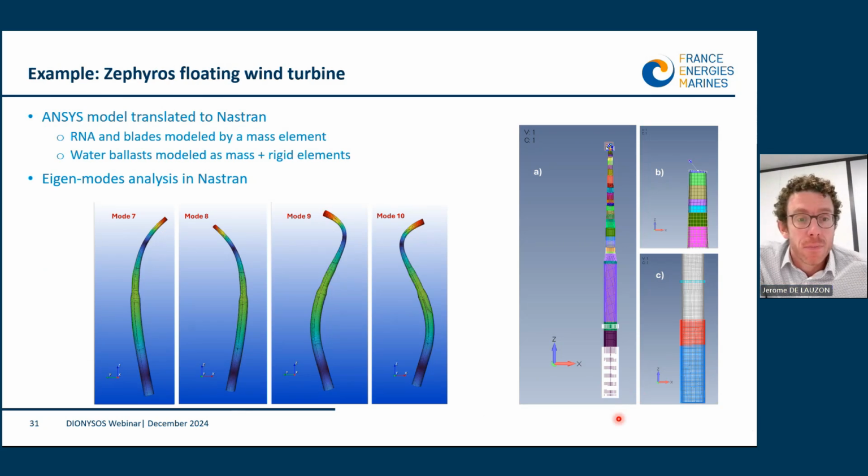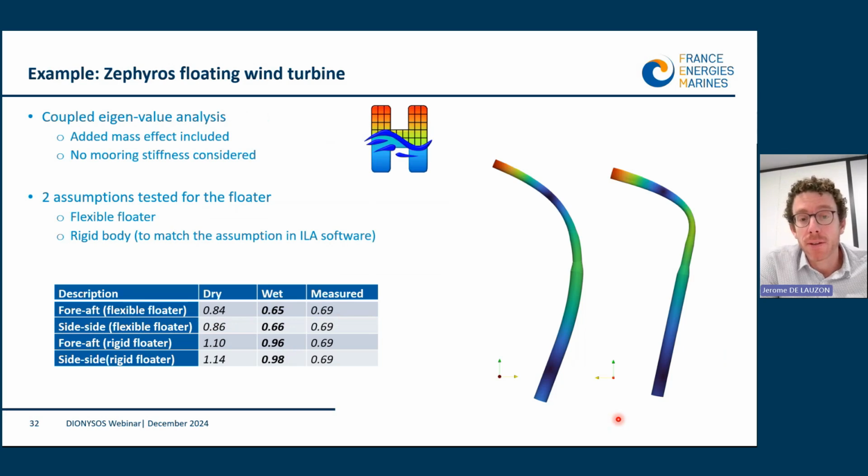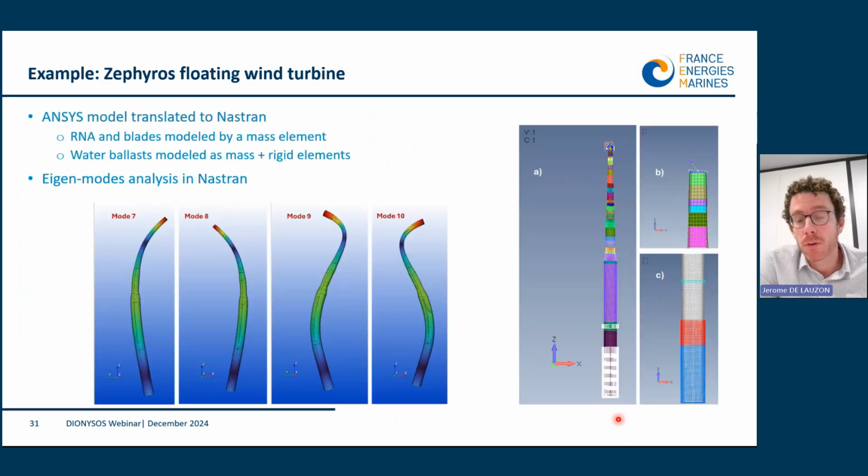Okay, next. So the example is the same as the one César just presented. So we started from the ANSYS model and translated it to Nastran. Here the RNA and the blades are modeled by a mass element, which is connected then by a rigid element to the top of the tower. And the water ballast is modeled as mass and rigid elements as well. And then we can perform the modal analysis in Nastran to obtain the 4 first modes, which we see on this slide.